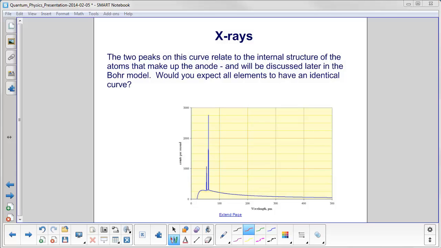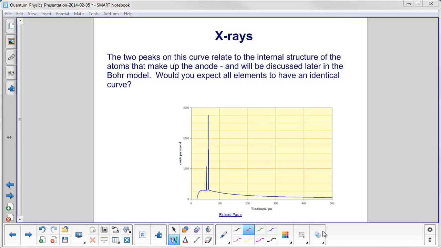The two peaks on this curve relate to the internal structure of the atoms that make up the anode. Remember, that's where the electrons are hitting, and then X-rays are being emitted from the anode. And earlier we talked about how the type of X-ray does specifically depend on the anode. We're going to discuss that later in the Bohr model.